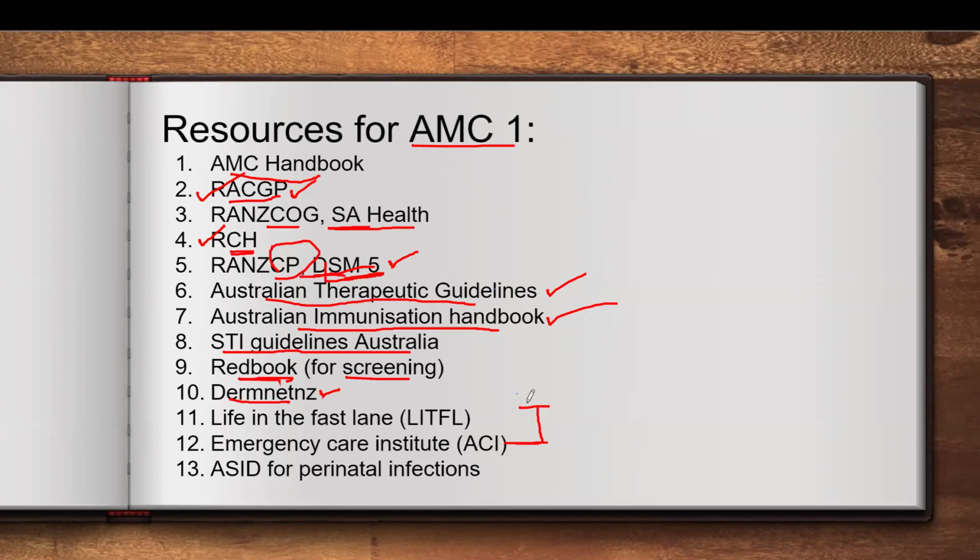Similarly, for emergency or acute cases, there are two websites, Life in the Fast Lane and the Emergency Care Institute. Both have very good articles for emergency cases. The last one is the Australian Society for Infectious Diseases, for perinatal infections. These are all very good references, and we will be taking references from these websites. By the time you are used to solving the questions, you will get to know how we read the articles. Obviously, it's not possible to read whole articles, but once you get a good grip of it, you will get to know how we read them.